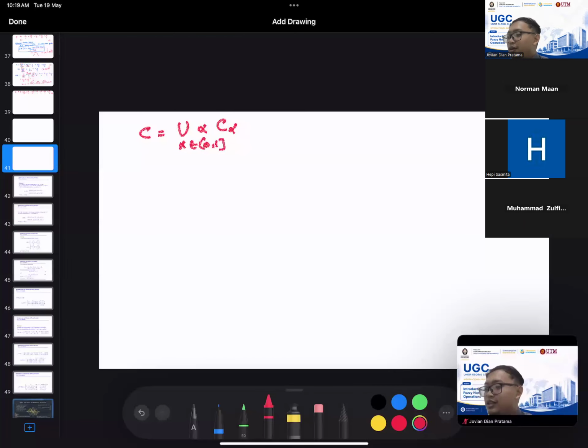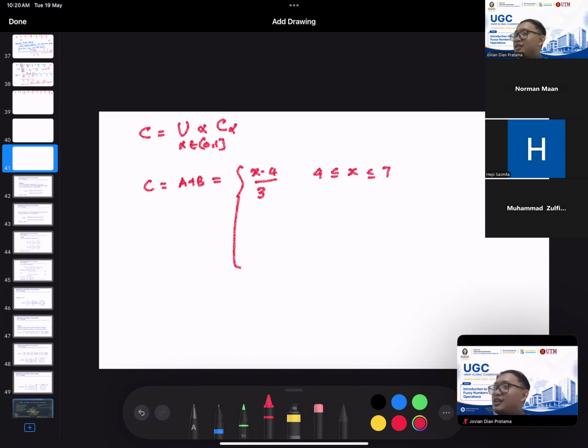So using this first decomposition theorem, your C, which is A plus B here, will be equal to x minus 4 over 3 for x greater than or equal to 4, less than or equal to 7. So this is like what we have done yesterday. Then you'll get 1 for x greater than or equal to 7, less than or equal to 10. And then 14 minus x over 4 for x greater than or equal to 10, less than or equal to 14. And the rest will be 0 otherwise. So this is quite straightforward for the addition.